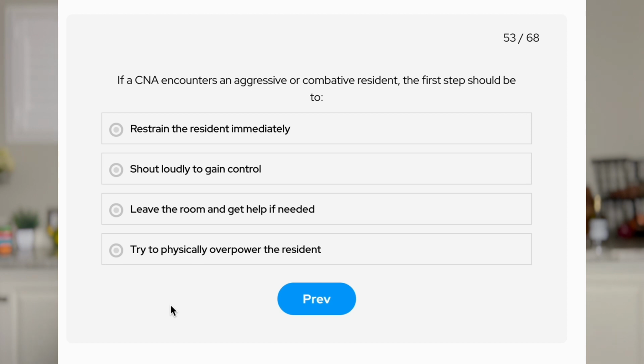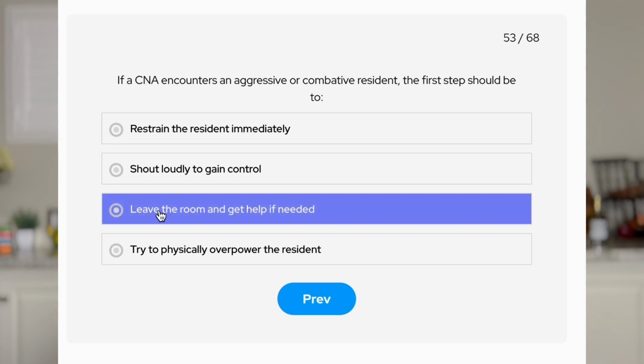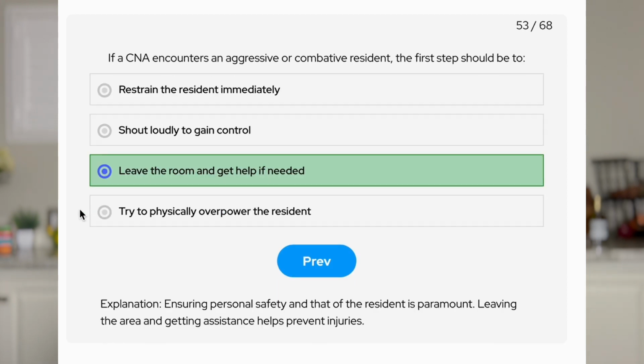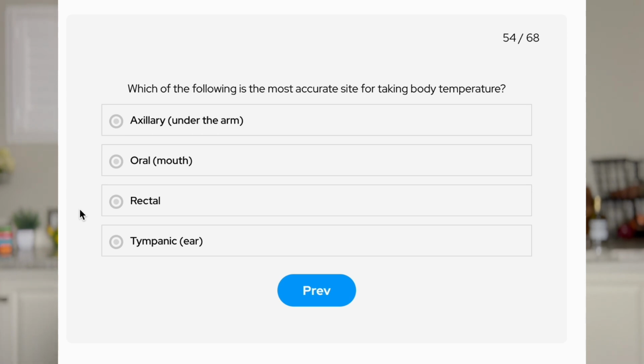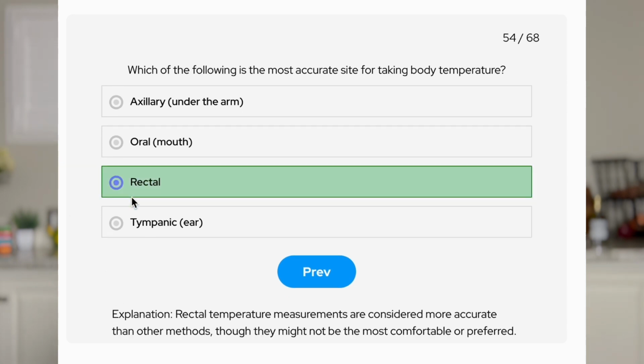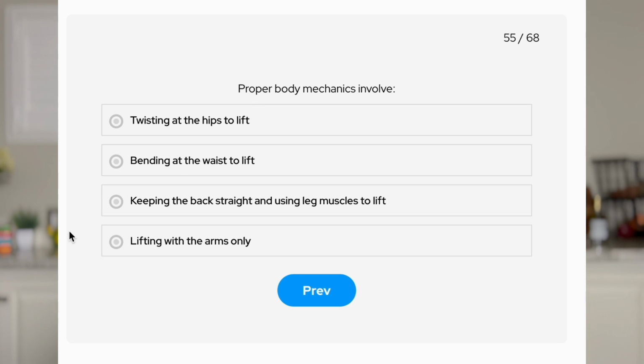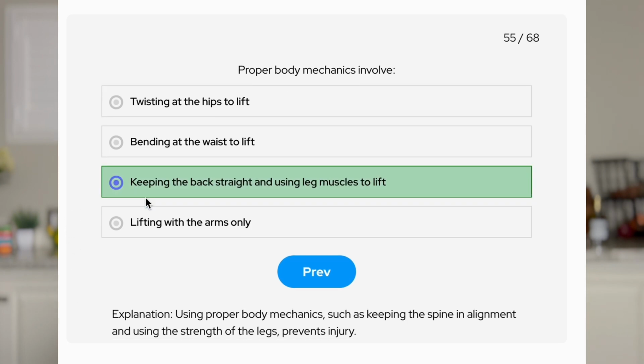If a CNA encounters an aggressive or combative resident, the first step should be to leave the room and get help if needed. Which of the following is the most accurate site for taking body temperature? Rectal. Proper body mechanics involve keeping the back straight and using leg muscles to lift.